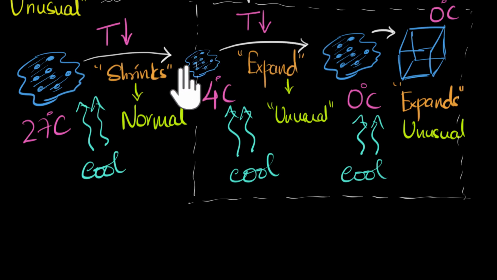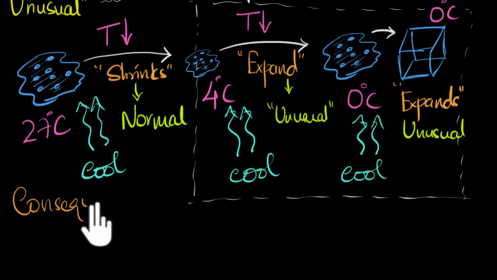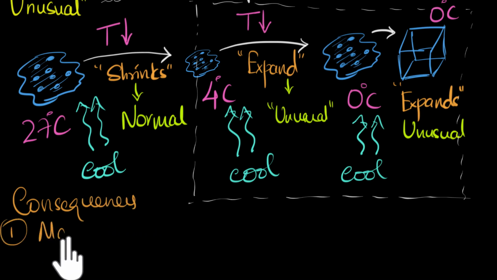That means the molecules are the closest at 4 degrees Celsius. Does that make sense? In other words, the molecules of water are most crowded at 4 degrees Celsius. In physics, we could say the density of the water is maximum at 4 degrees Celsius. Density is a measure of how crowded things are. Since water is the most crowded at 4 degrees Celsius, it will have maximum density at 4 degrees Celsius. So that's one consequence we can write. So consequences. The first one is it has maximum density at 4 degrees Celsius.